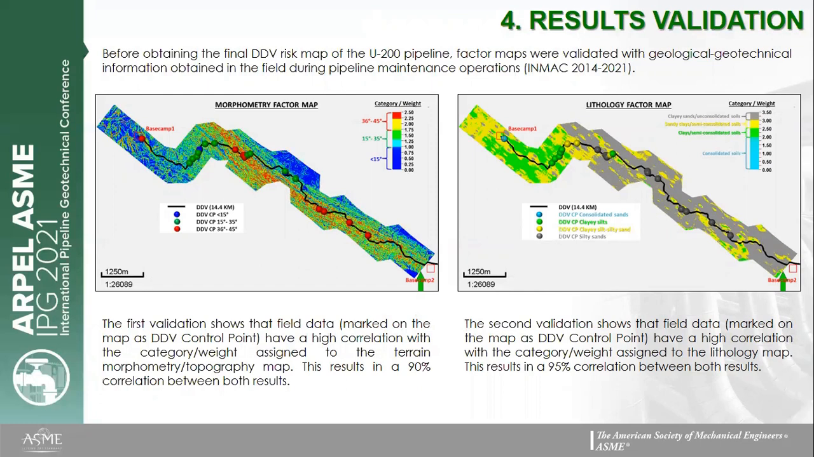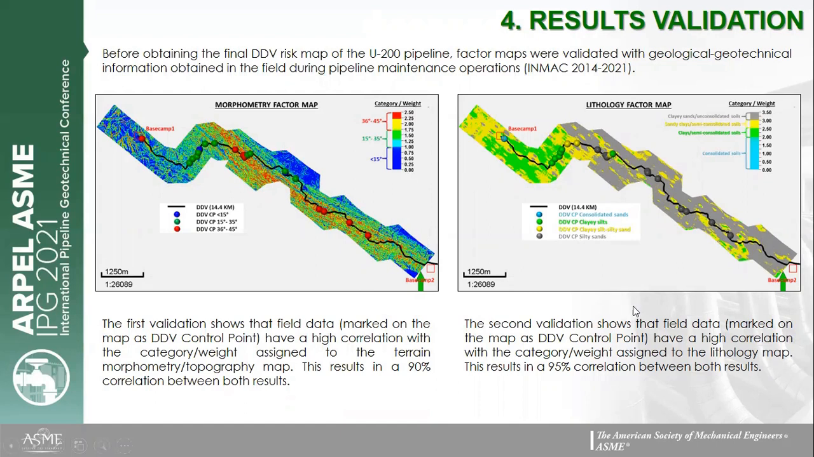The first validation shows that field data, which is marked as DDB control points here, have a high correlation with a category or weight assigned to the terrain morphometry or topography map. This results in a 90% correlation between both results.